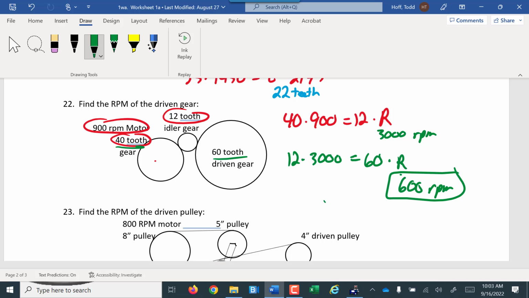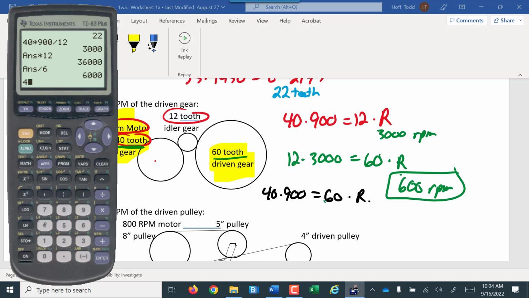Has more teeth, it should be turning slower. Idler gears, one thing to remember, idler gears do not affect the speed of the final gear. The RPM of that final gear, I could have just gone directly from the first gear. 40 teeth times 900 RPMs equals 60 teeth times whatever that RPM is. 40 times 900 divided by 60 gives us 600 RPM.